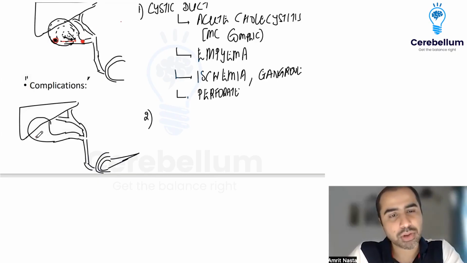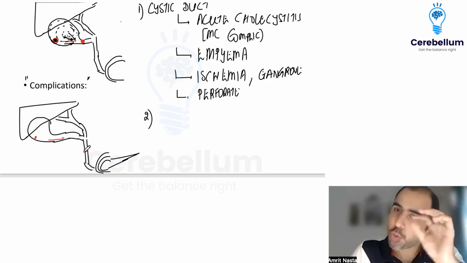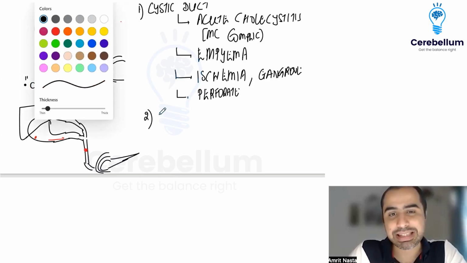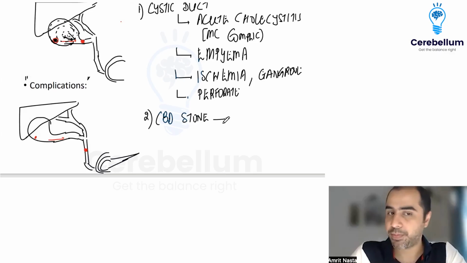So if there is a small stone, it will not get stuck in the cystic duct. It will pass the cystic duct. It will enter the common bile duct and get stuck over it. Because the common bile duct, higher authority, small stones को भी पकड़ लेंगे. So if the stone goes and sits in the CBD, that is called CBD stone. This is a dangerous one because now the person will get something called obstructive jaundice.